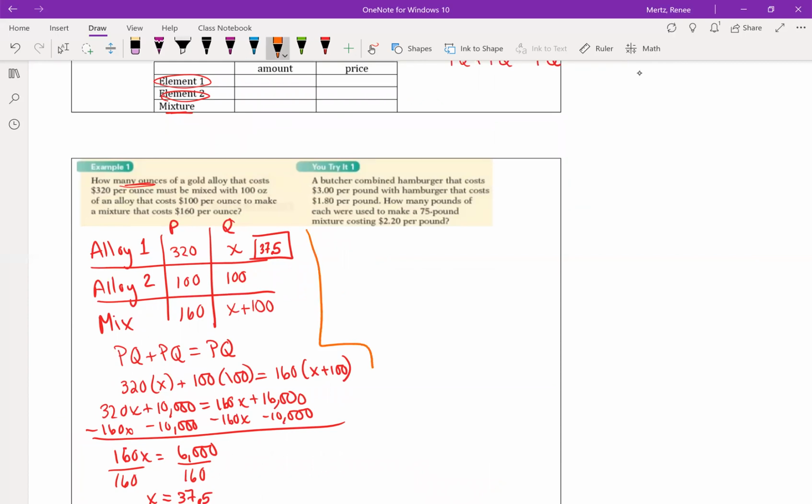Now we're getting into ground beef. If you know anything about beef, there are different numbers on your ground beef for the percentage of fat to lean meat. A butcher combined hamburger that costs $3 per pound with hamburger that costs $1.80 per pound. So we have hamburger 1, hamburger 2, and then we have a mixture.